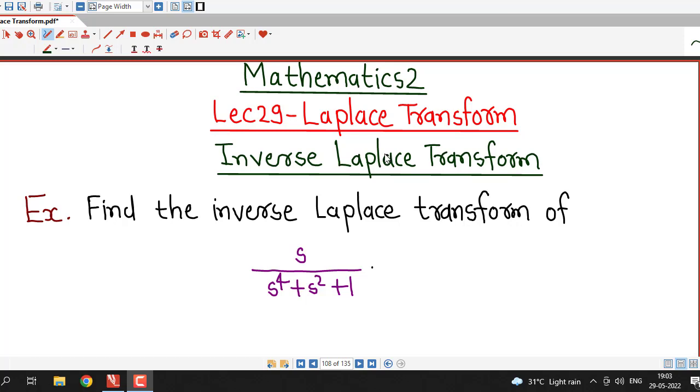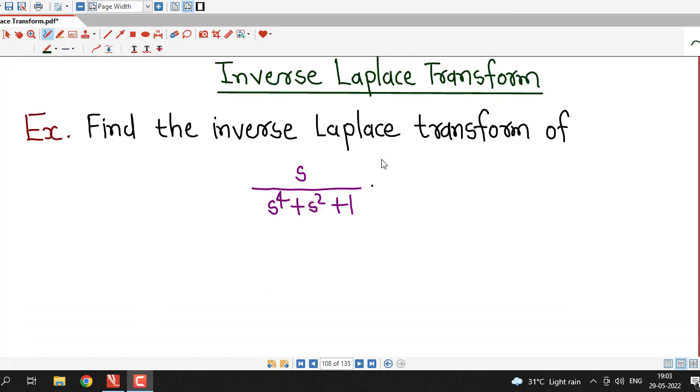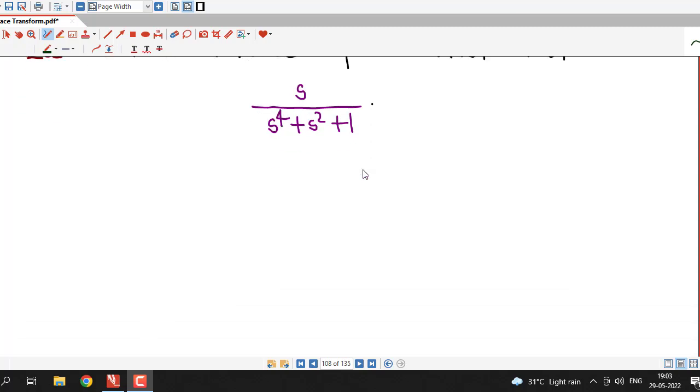In this lecture we will discuss this problem on finding the inverse Laplace transform of this function. The given function is s divided by s raised to 4 plus s square plus 1, and we can see this is a rational function. So first we will try to factorize the denominator, which is s raised to 4 plus s square plus 1.